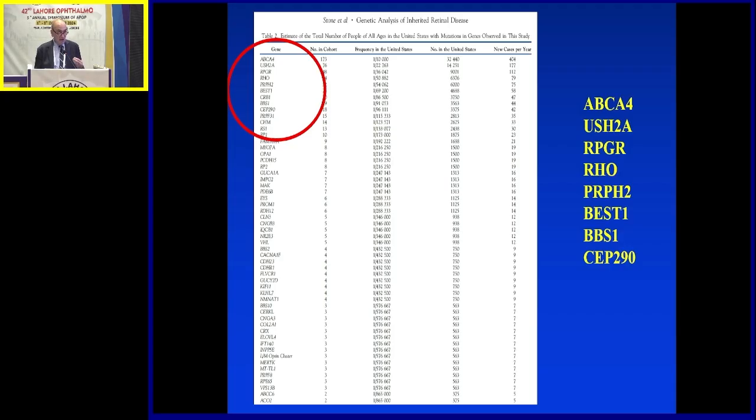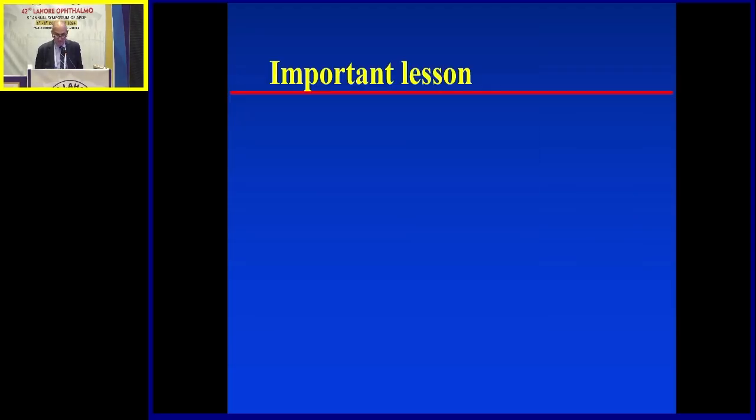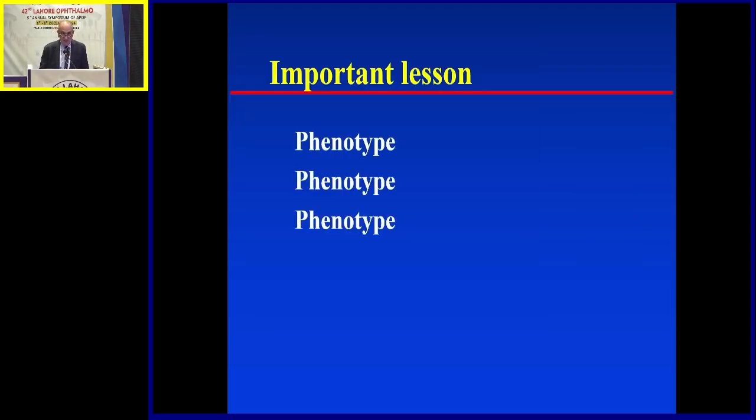RPGR, the most common cause of X-linked recessive RP. Rhodopsin, the most common cause of autosomal dominant. So you see, we can begin to learn how to precisely define what the most likely gene is going to be for a given family. And that's the important lesson here. If we phenotype, right?